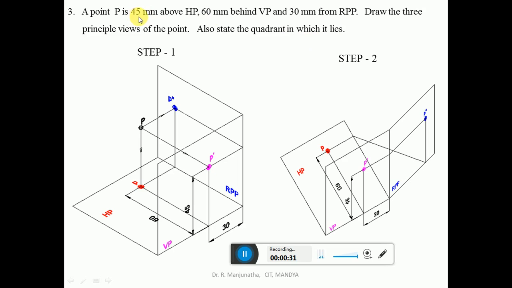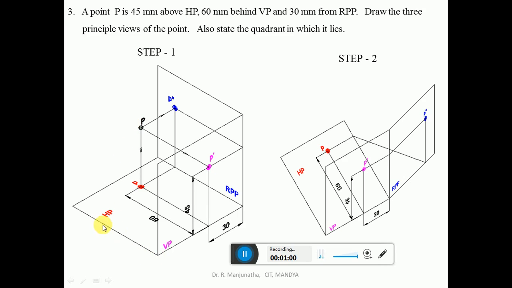So the point capital P is above HP, behind VP. So this is a case wherein you have it in second quadrant. That means above HP, so this vertical plane is at 90 degree. When you look from the top view, it will be behind VP. So we can see the point is going after the vertical plane. It is behind the vertical plane.